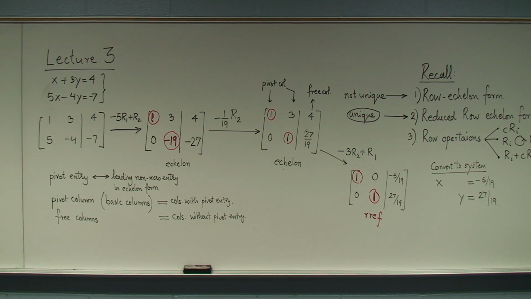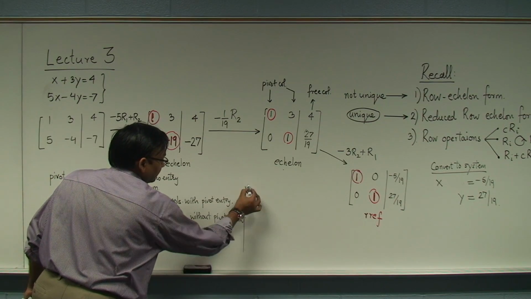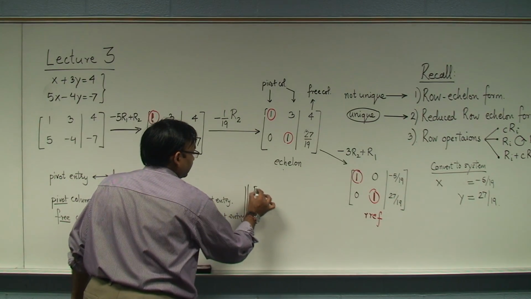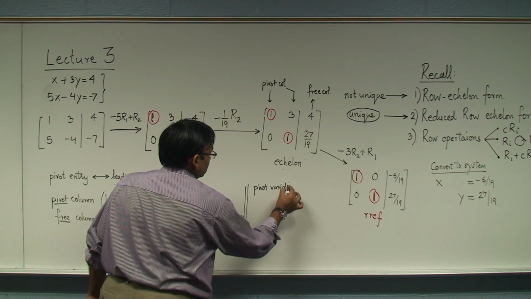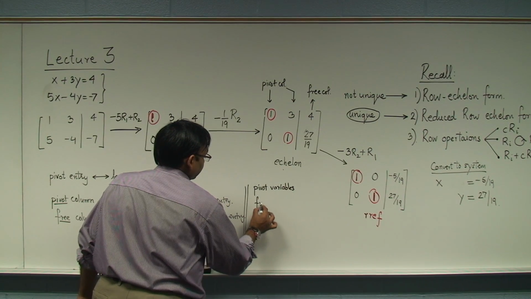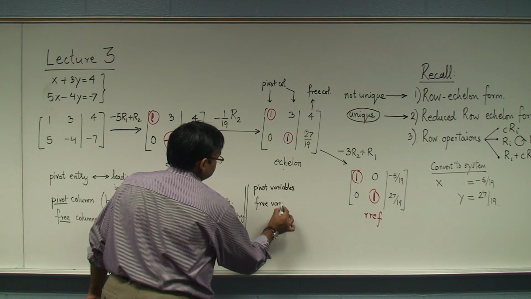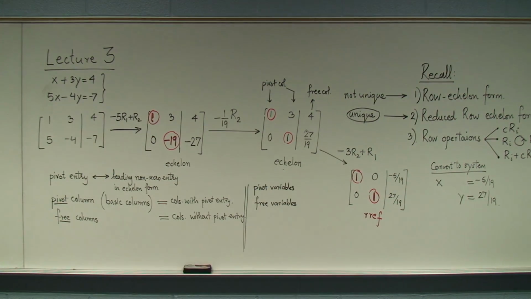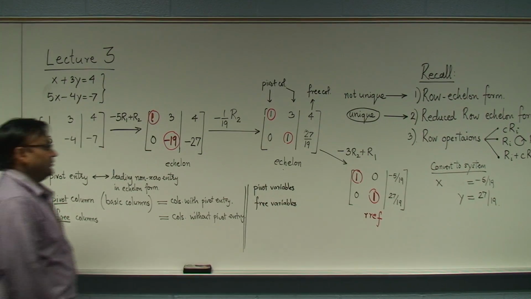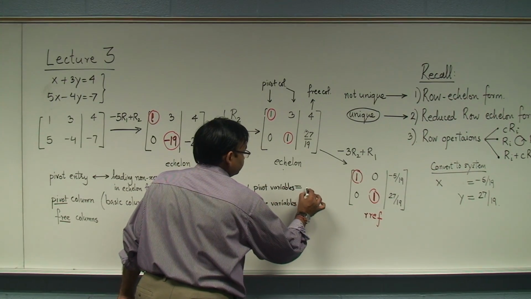Okay. Now, let me also introduce two other things. Again, we use the same terminology of pivots. Just like pivot columns and free columns, we will talk about two types of variables: pivot variables and free variables. So what would be pivot variables? Well, variables which correspond to the pivot column.